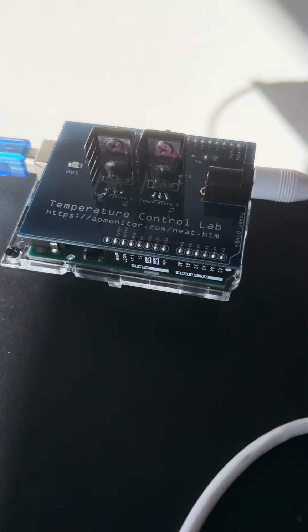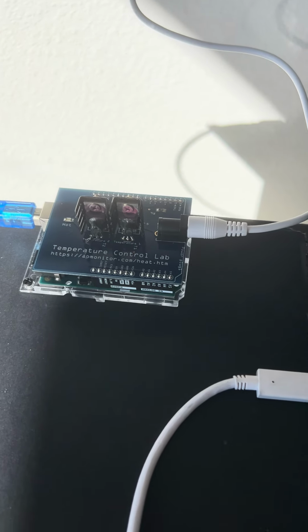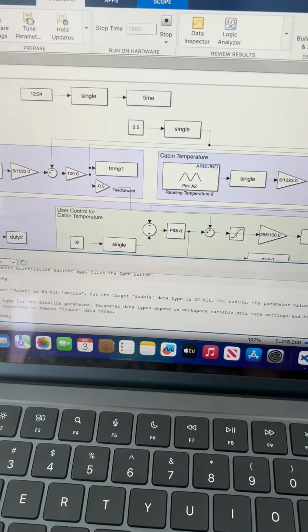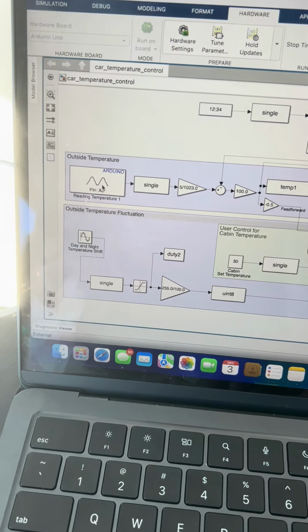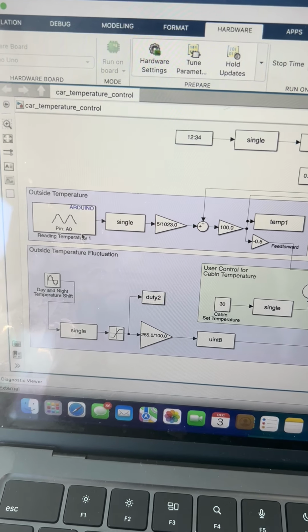Now we can do this control system using closed loop control. And to demonstrate this, I'm going to show you a heating system. This is a temperature control lab heating system that has two heaters and two temperature sensors. They both feed the data to the analog signal, which measures the temperature, and then we use a MATLAB simulation to demonstrate this. So what you have here is we're reading analog pin 0 to get the temperature.